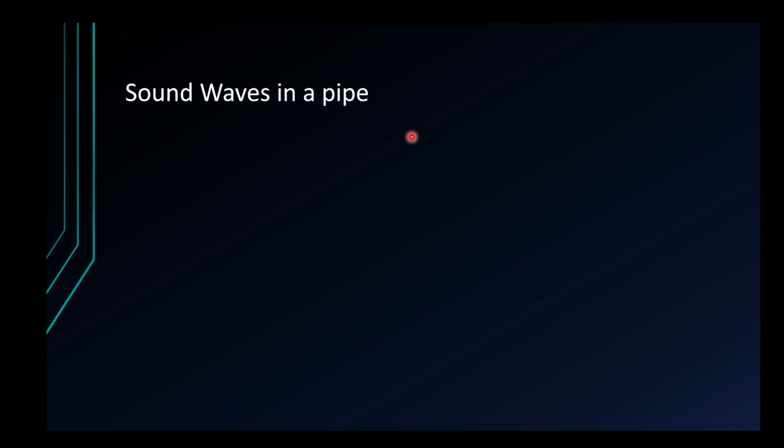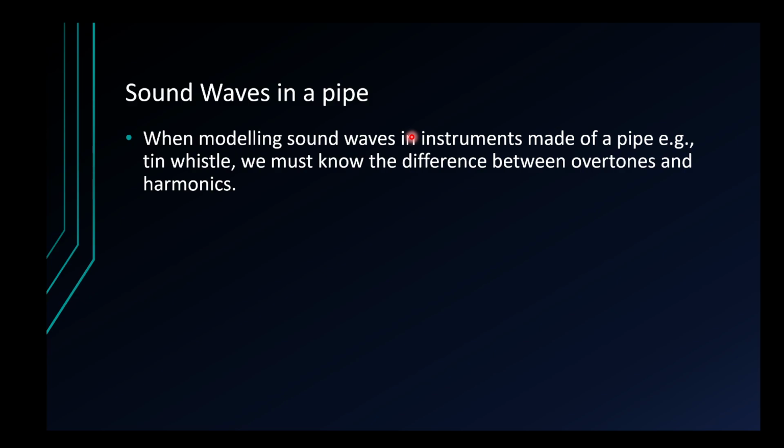Now, sound waves in a pipe. This is common enough science to know if you're designing any musical instruments. So, when modeling sound in these instruments, such as the tin whistle or anything similar, we have to note the difference between overtones and harmonics. As I said previously, we'll clarify what an overtone and what a harmonic is.